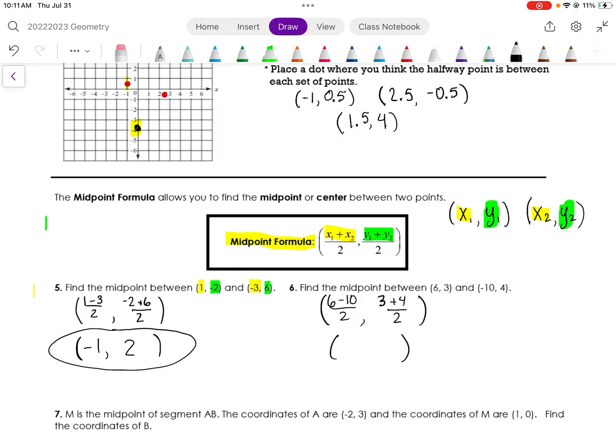Okay, so 6 minus 10 is negative 4, divided by 2 is negative 2. 3 plus 4 is 7. If you divide that by 2, you get 3.5. And again, 3.5 is right in the middle of 3 and 4, so the formula works.